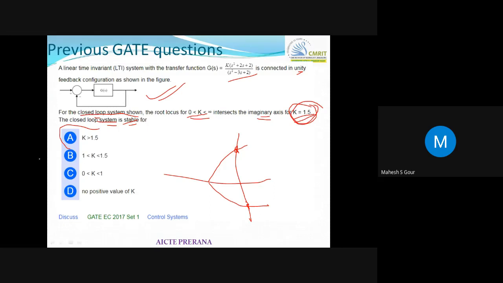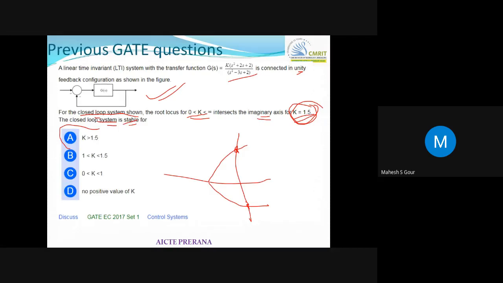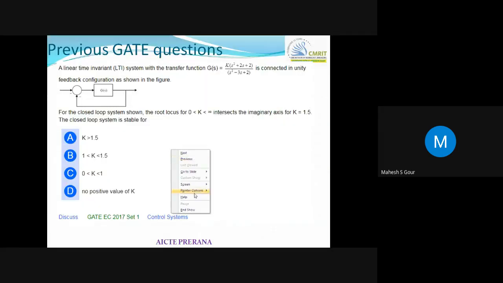Now, what should be the range of k for the system to be stable? Whether k should be greater than 1.5 or less than 1.5. See here, I have told you, if k is greater than 10, it will become unstable. If k is less than 10 and greater than 0, it will become stable. Correct? In the same way, I want the value of k for which the system will become stable. How are we going to solve? Same. You need to solve by using the RH criteria.